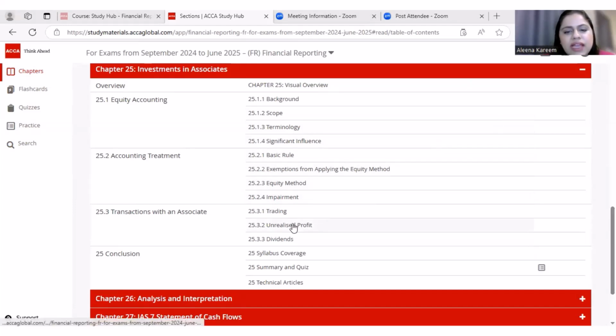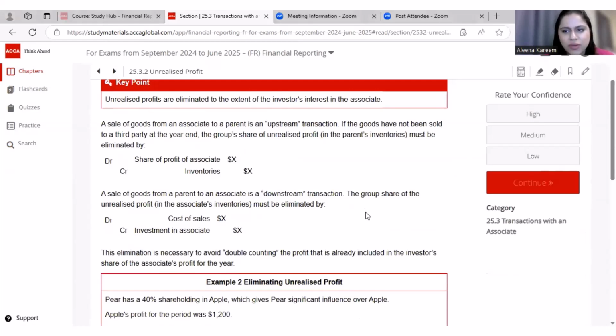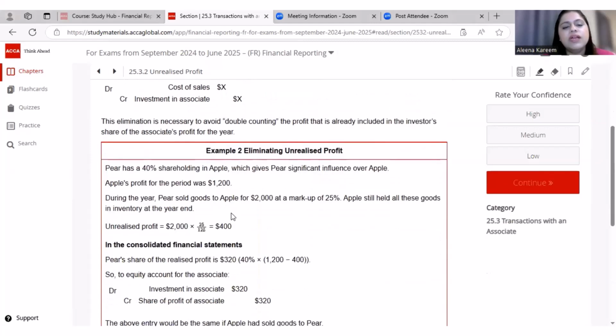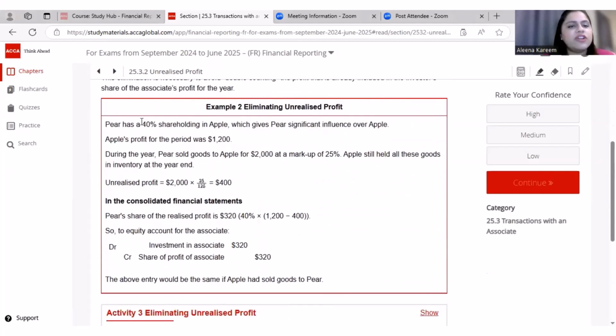I would like to go to the unrealized profit because that's an area that normally students struggle with. So you can see over here that based on the upstream transaction or the downstream transaction, the double entries are available with you. Over here also you can see Peer has 40% shareholding, so greater than 20 but less than 50, in Apple, which gives Peer significant influence over Apple. Apple's profit for the period was 1200. Please remember, even if it was not written that there was significant influence, if the question is silent, we are going to assume that the significant influence exists based on the percentage of shareholding.